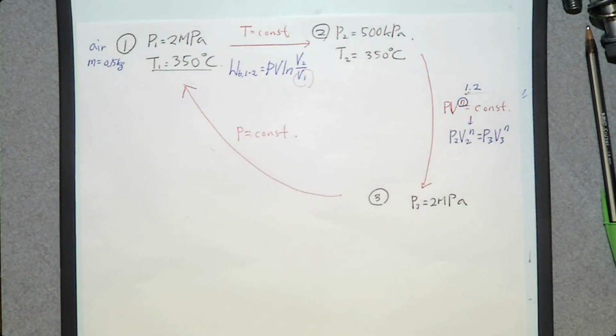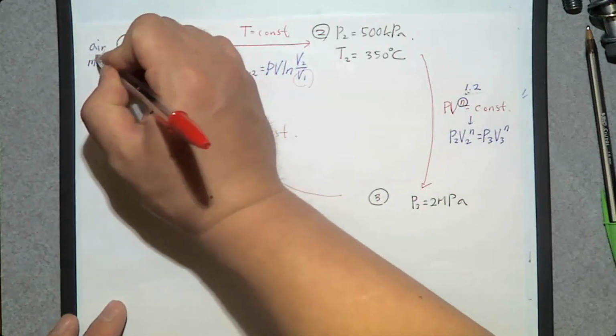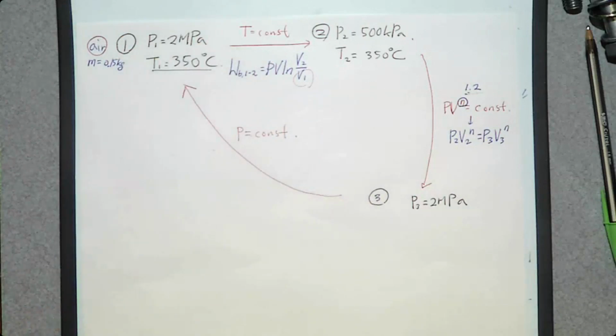Then do you know any equation that has volume that you studied in this course? Any equation that has volume? PV is mRT, the ideal gas equation. Then, can we use this ideal gas equation? This is air, so yes, we can. So let's use the ideal gas equation.